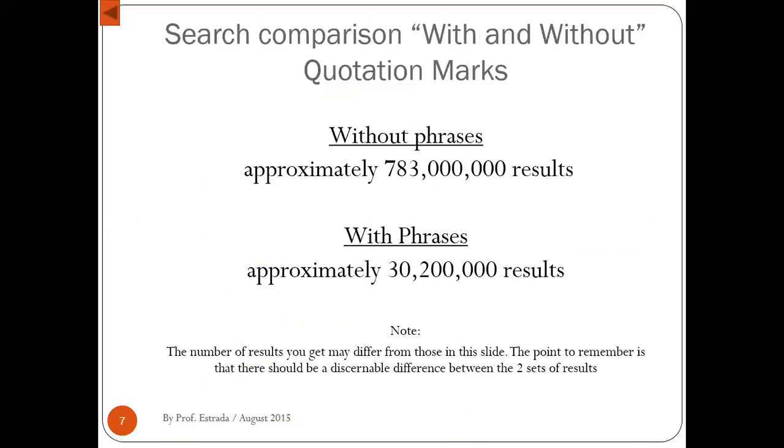If you compare the two searches, the one without phrases and the one with phrases, you see that there is a very drastic difference in the number of results. When using phrases, you will end up with a lot fewer results. The reason being that Google is now looking for websites that have the words George and Washington in that order and right next to each other.